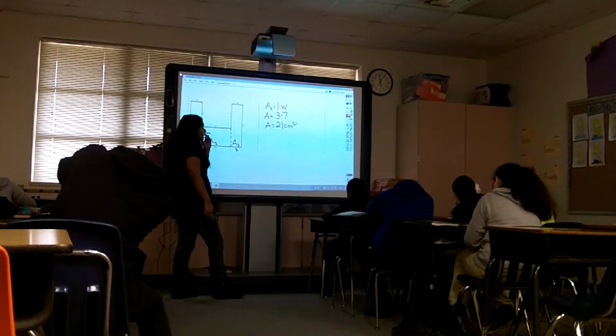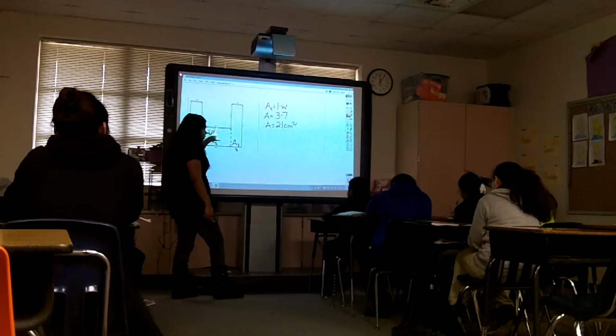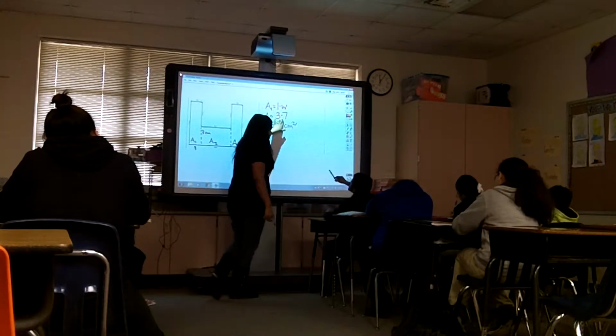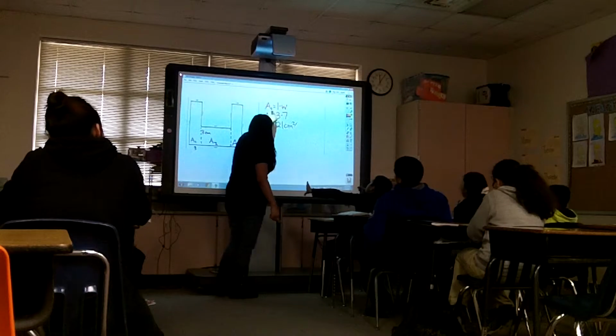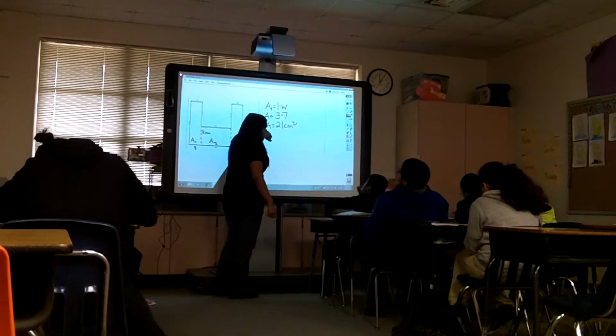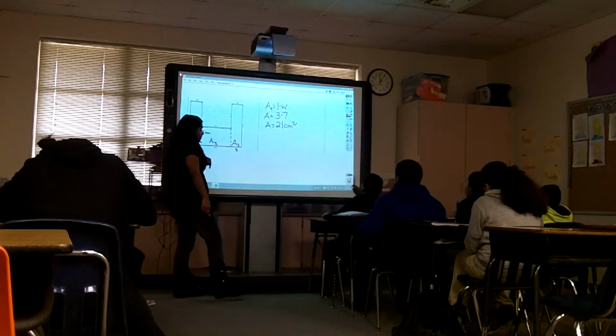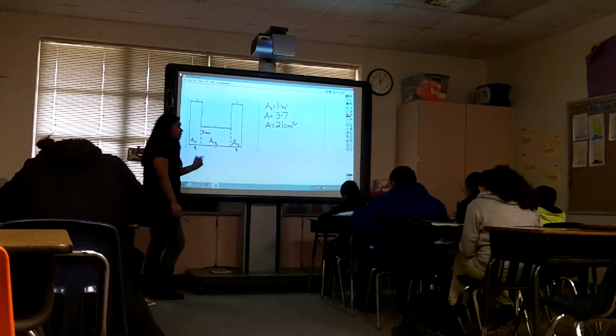The second shape or the second number? 3 times 7. But the variable, what variable? It's shape 1.